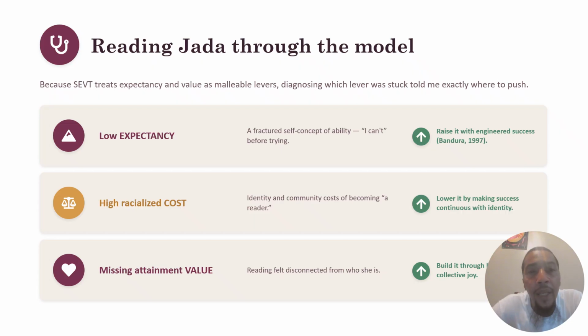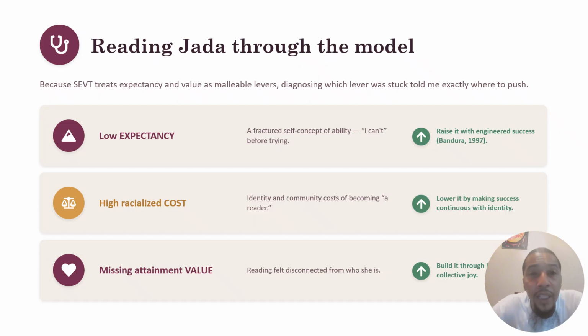Three things were happening at once for Jada. One, low expectancy, a fractured self-concept of ability. "I can't," before she even tried. The response is to raise expectancy through engineered successes, which Bandura's work on self-efficacy points to. Two, a high racialized cost, the identity and community cost of becoming a reader. The response is to lower that cost by making success continuous with her identity rather than a departure from it. And three, missing attainment value.